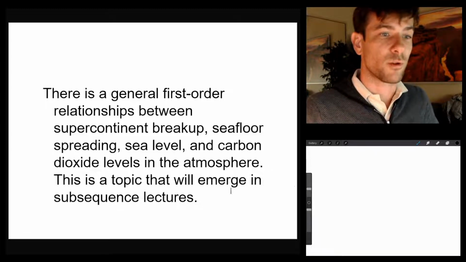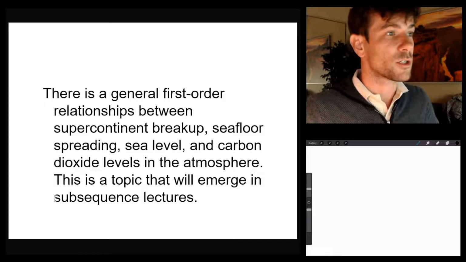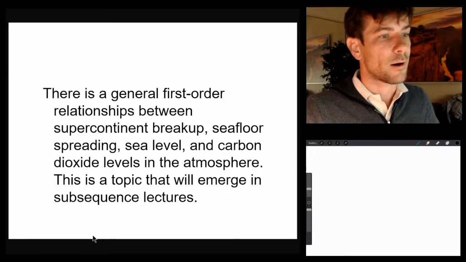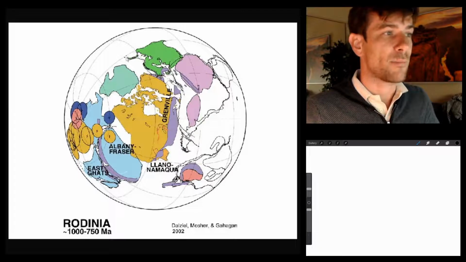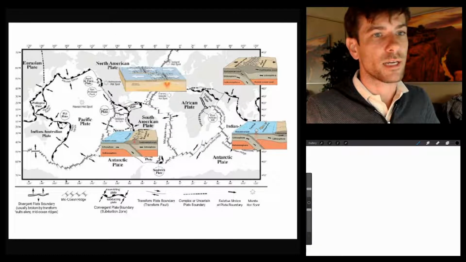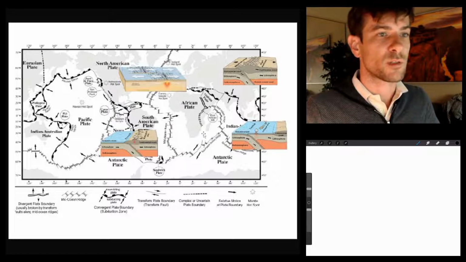This is a topic that will emerge, like I said, in subsequent lectures. But I'll say right now what ends up happening when you put a supercontinent together. If you think about this, right now, there's a mid-ocean ridge in the Atlantic, right? There are no subduction zones in the Atlantic. And so it's just going to keep spreading.